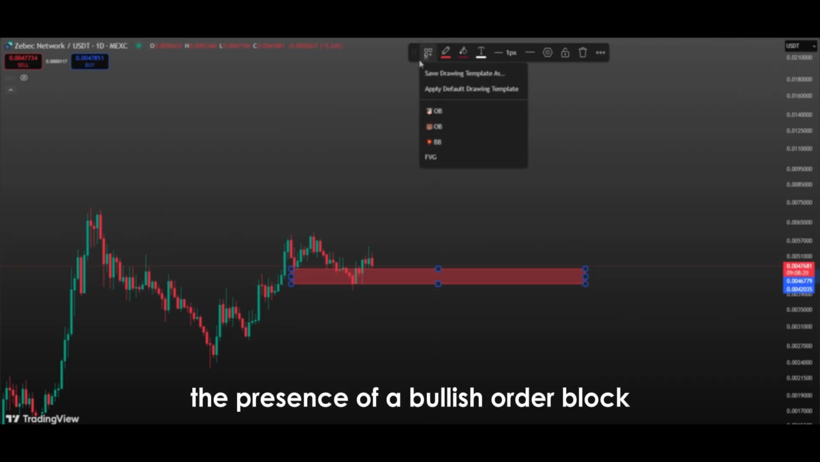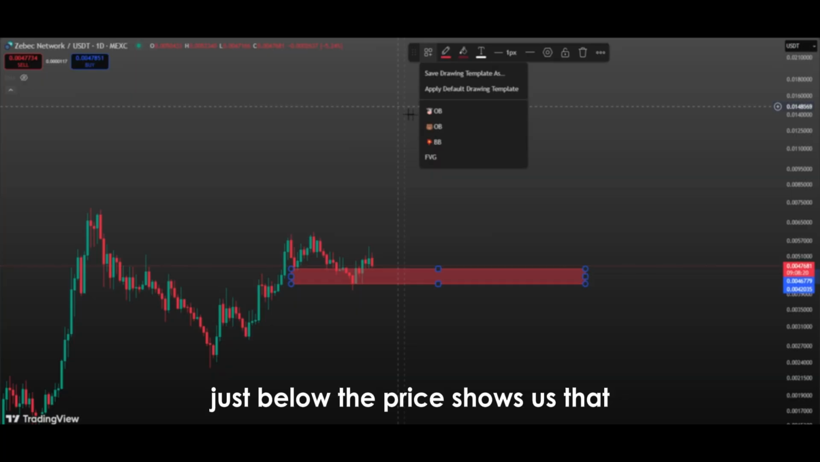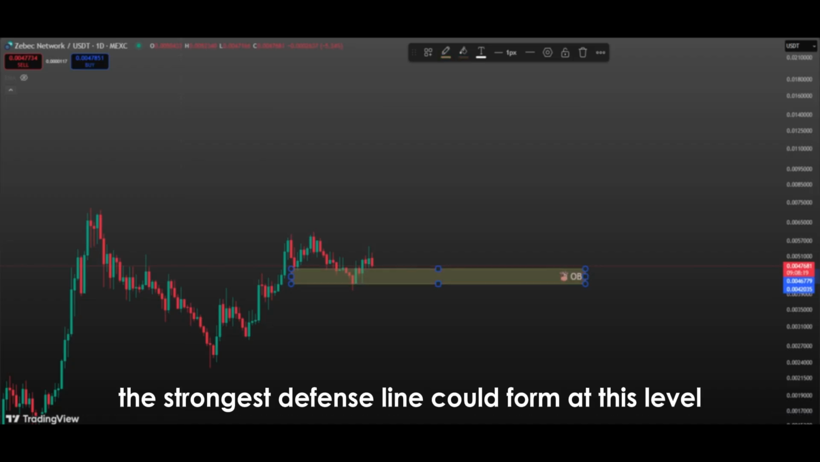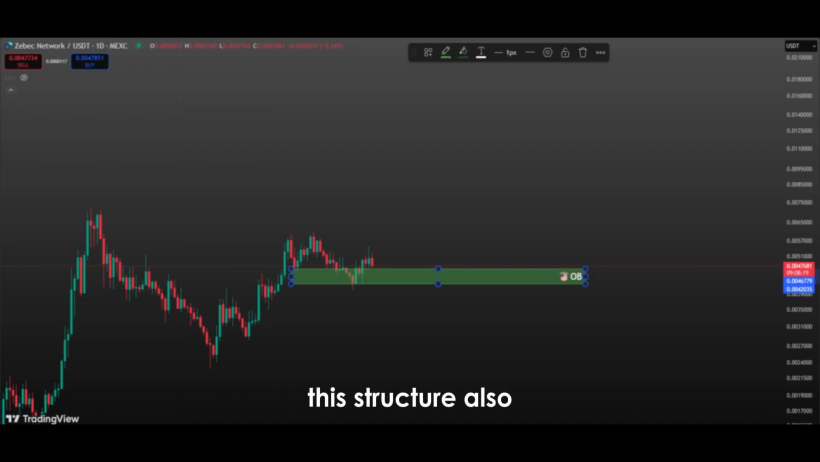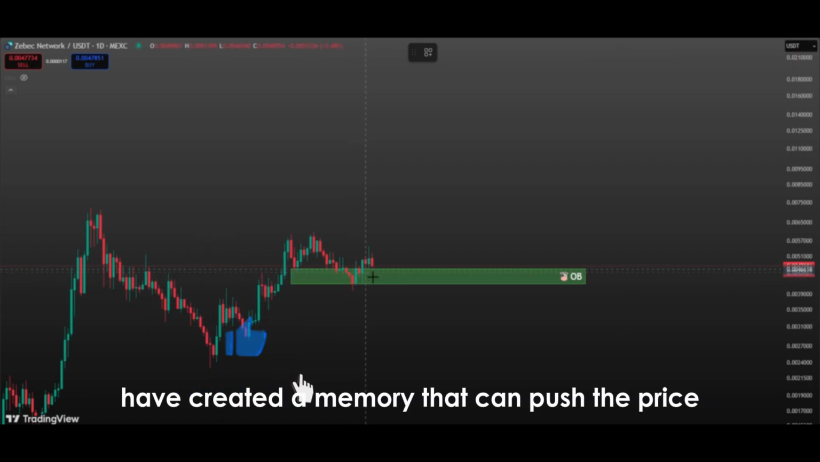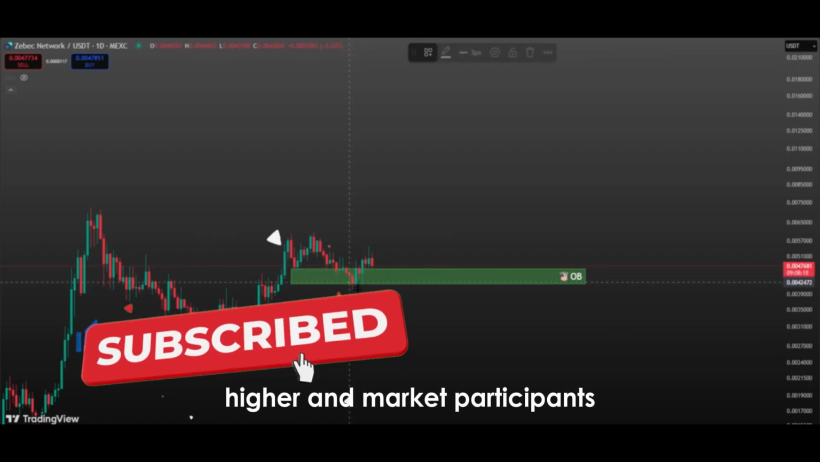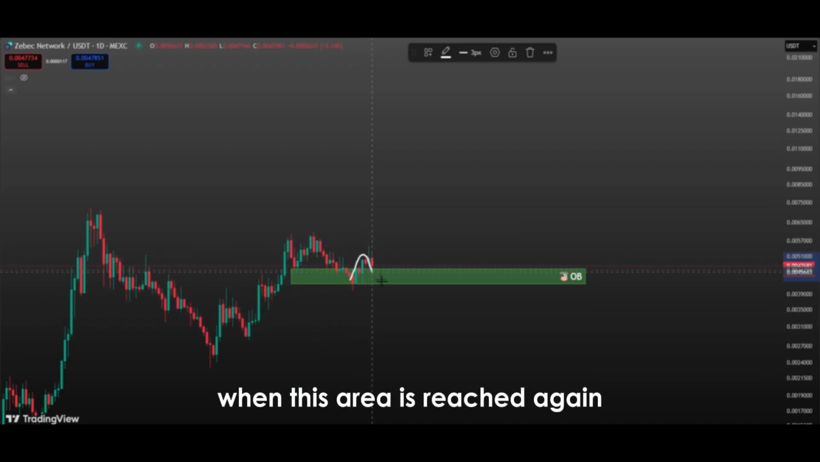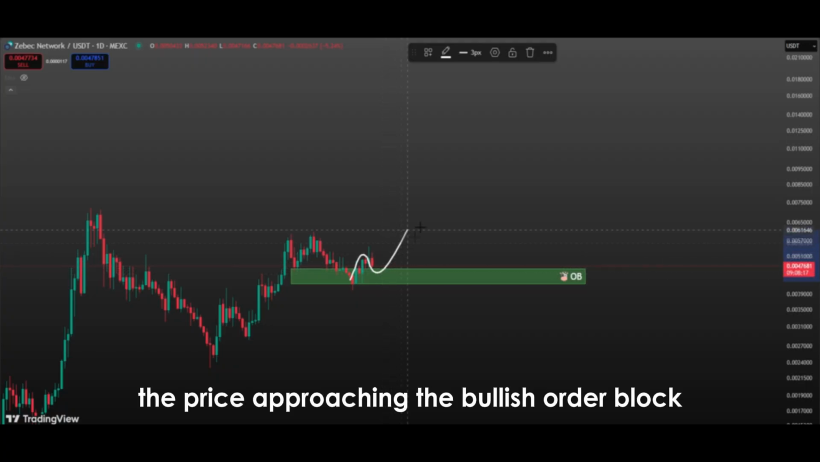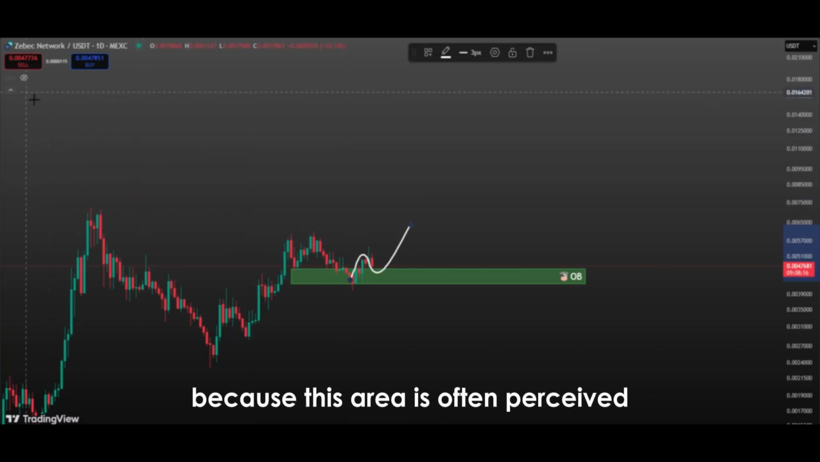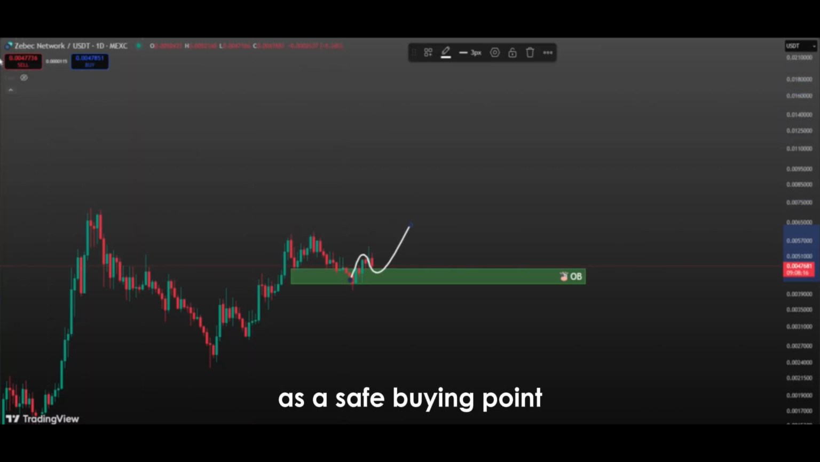The presence of a bullish order block just below the price shows us that, in the event of downward pressure, the strongest defense line could form at this level. This structure also functions as a support zone because the previous aggressive moves by buyers have created a memory that can push the price higher, and market participants are likely to exhibit the same reaction when this area is reached again. The price approaching the bullish order block is also psychologically important for investors because this area is often perceived as a safe buying point.